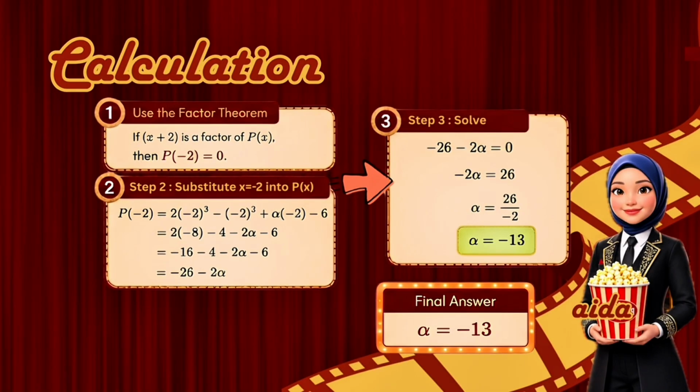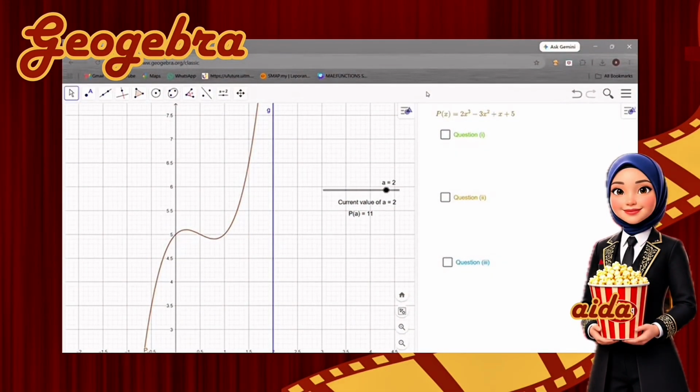So the final answer we get is alpha equal to -13. Okay, next, I will demonstrate how to use this GeoGebra as a tool to verify whether our manual calculations are correct. So instead of calculating the remainder by hand every time, GeoGebra helps us to quickly check our answer using the remainder theorem.